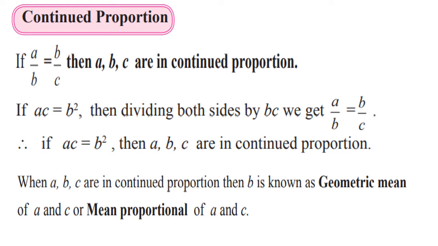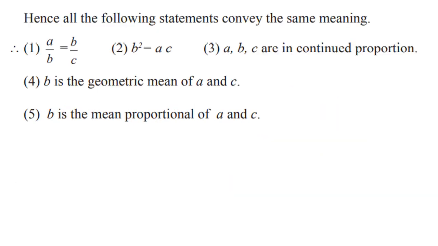Okay, so we are going to write 5 such statements and all those 5 statements have the same meaning. Okay, let's see them. So here we have written 5 different statements. First statement is A upon B is equal to B upon C. If we cross multiply, then we will get B square is equal to AC.